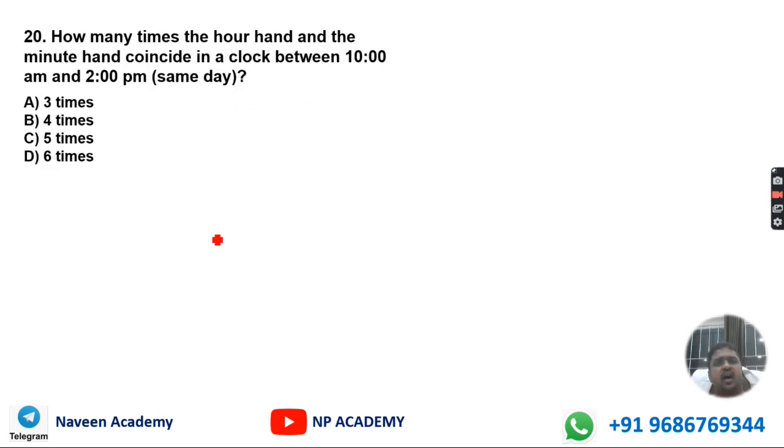Now, how many times the hour hand and the minute hand coincide in a clock between 10 a.m.